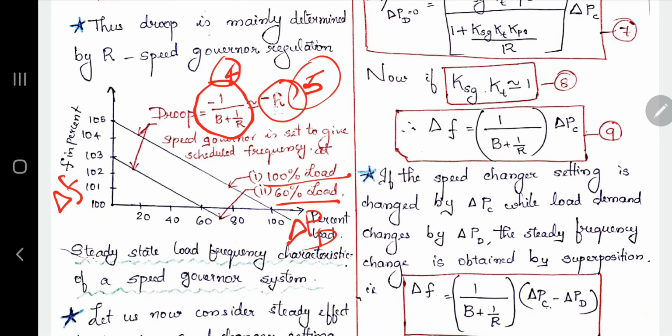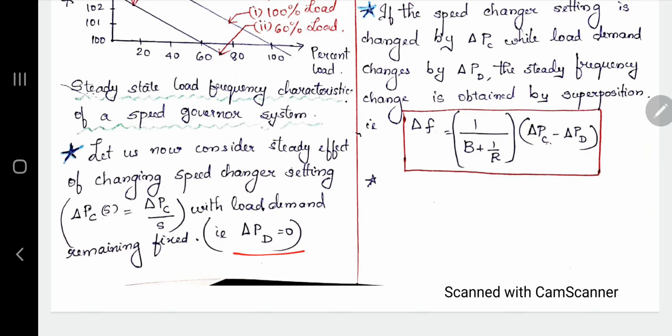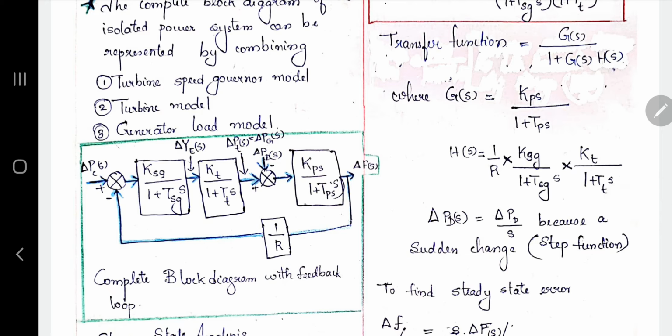Now we are going into the second case. The second case is when delta PD is made 0, whereas only delta PC is there. So it is also taken as a sudden change, and the input becomes delta PC divided by S. So what will be the new transfer function, or what will be delta F? What we have done till here, we are again repeating with the second case. So let's go into the block diagram and see what the transfer function will be.